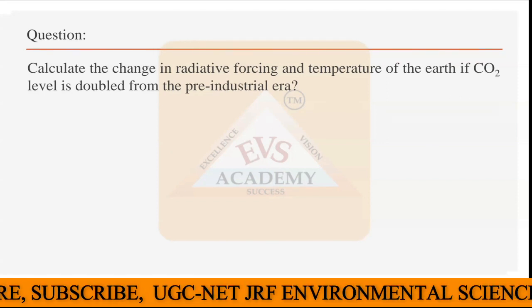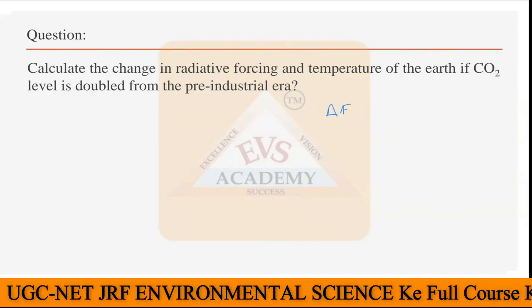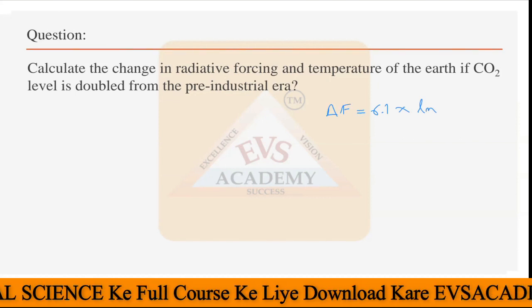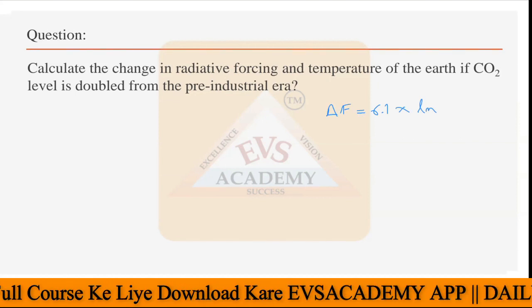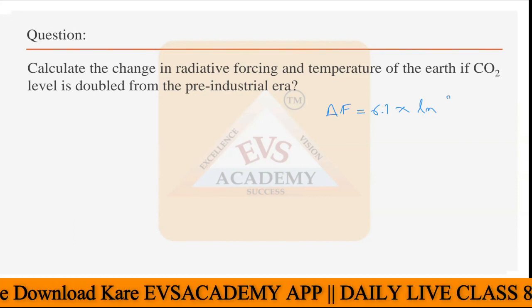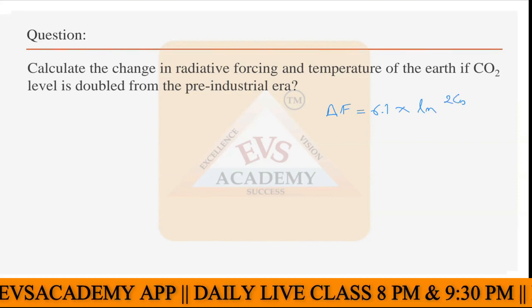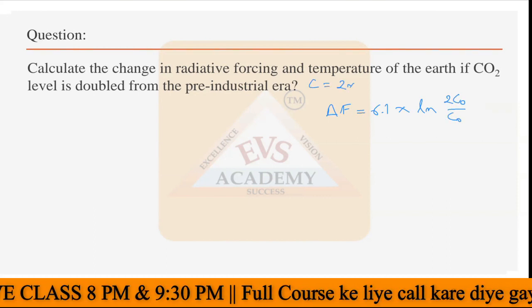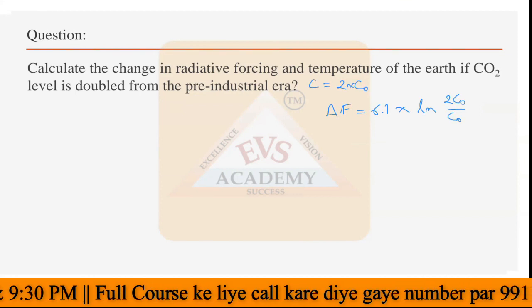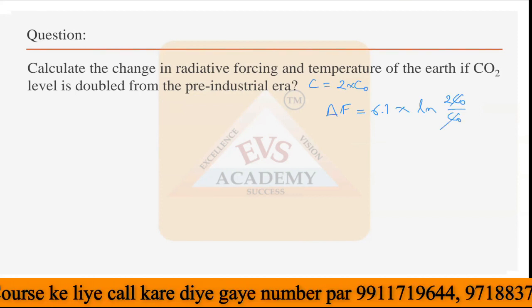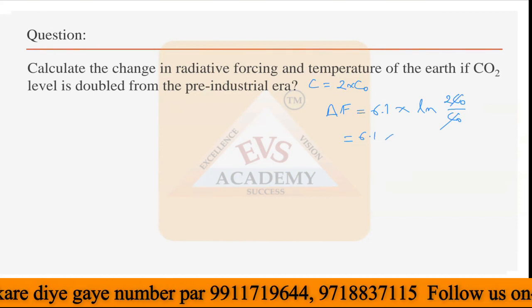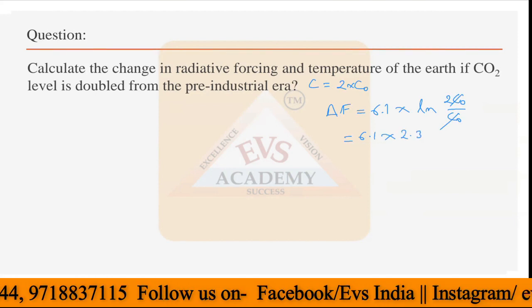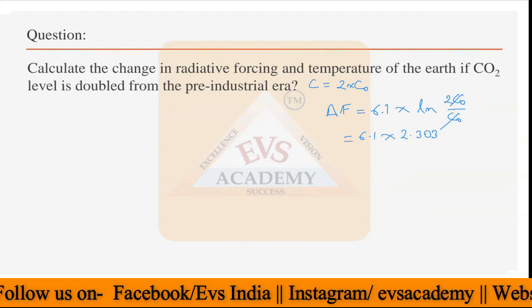Here we know that first we have to calculate the delta F value. Delta F would be 6.1 multiplied by natural log C divided by C naught. So whatever the pre-industrial era value is, this would be 2 C naught divided by C naught. It means the present concentration of CO2 is double the pre-industrial era, that is 2 multiplied by C naught. So this cancels, and this would be ln 2. So this would be 6.1 multiplied by natural log of 2. Natural log of 2 can be written as 2.303 multiplied by log 2.